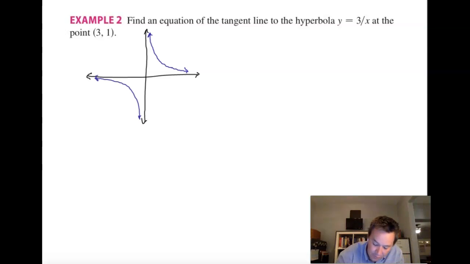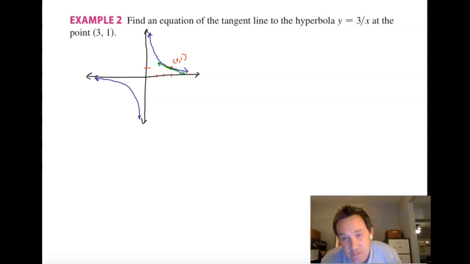Keep your eye on the prize. What we're looking to do, they're saying that's the fixed point (3, 1). We want to find the slope of the line tangent at that point. Oh, I'm sorry, find the equation of the tangent line at that point.